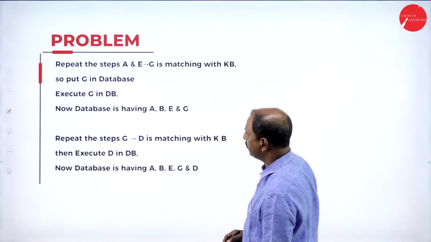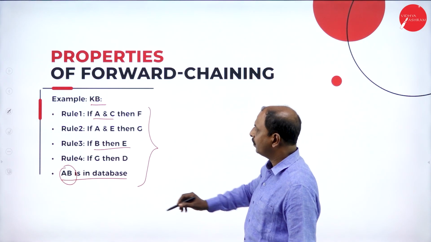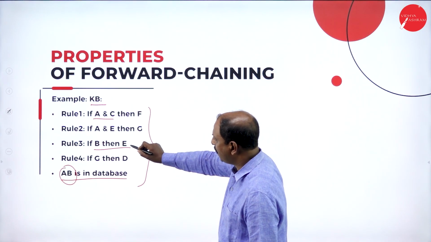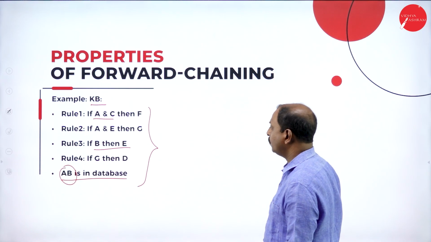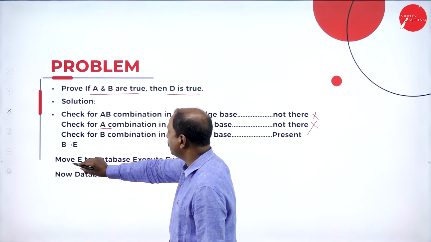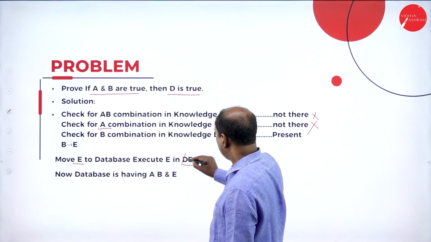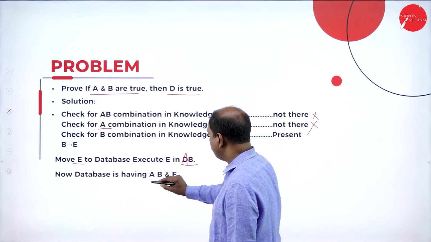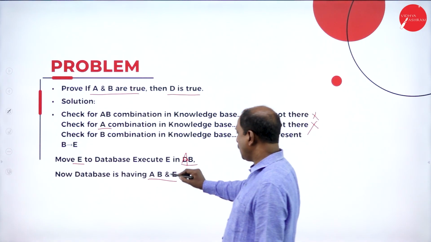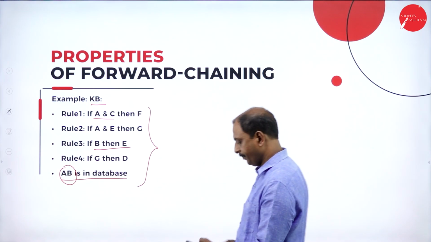If you look at B here, in the B combination, if B, then E. So we have only one variable B and then E. In that way, we have to bring E to the database. B implies E means we have to move E to the database AB. So now the database is A, B and E. At this stage, we have included E in the database, which had the variables A and B.